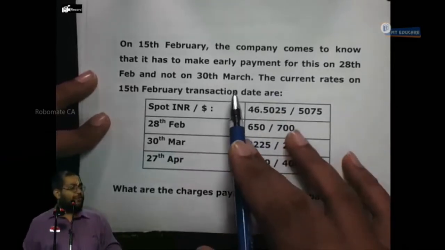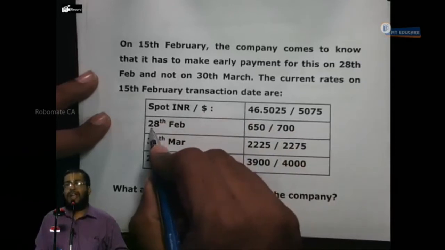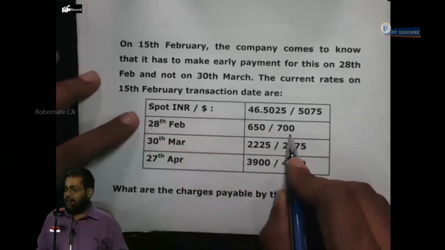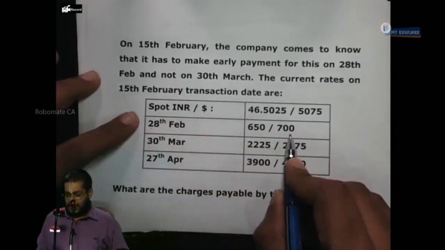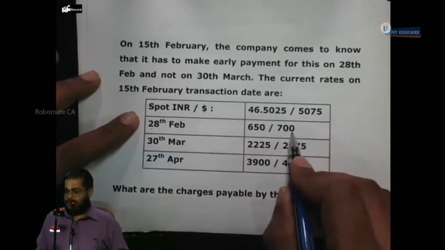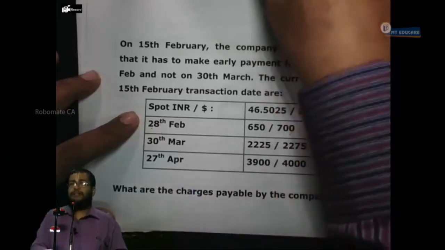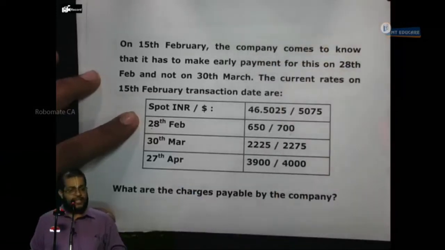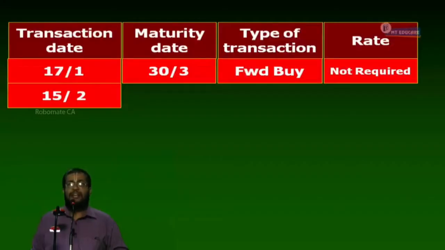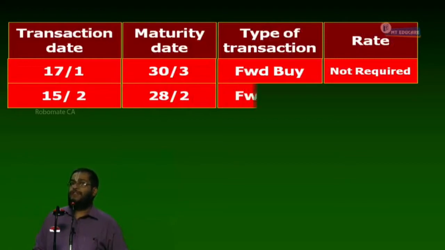On 15 February, I go for a forward transaction or not. I want a forward to expire on what day? 28 February. I should take bid rate, offer rate, offer rate. Tell me how to calculate. 46.5075 plus 0.0700. That gives you what number? 46.5775. So 15 February to what? 28 February. I went for a forward buy.